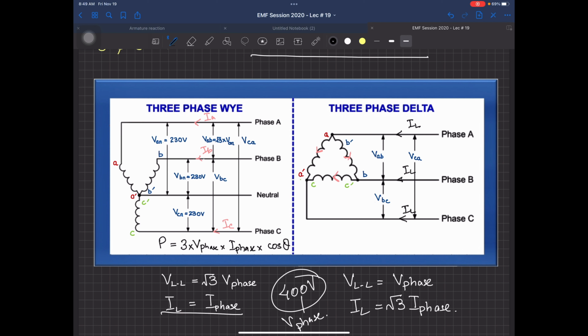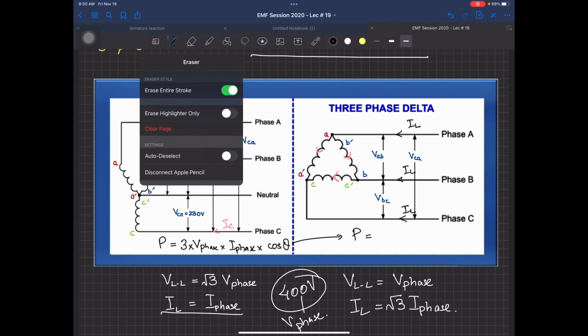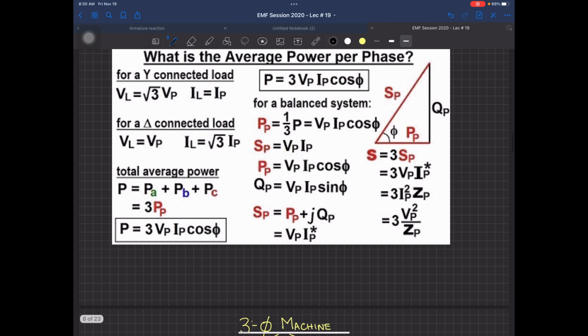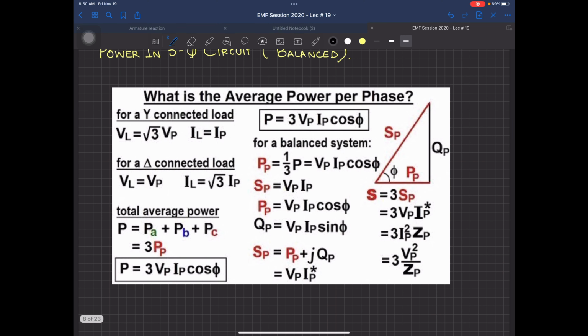Same thing happens for the delta also. Same formula will be replicated for this one. So P is equal to 3 V phase, I phase and cos of theta. Now coming on to this one, you can see what I have done over here. Power is equal to 3 Vp Ip, where Vp is the phase voltage and Ip is the phase current.